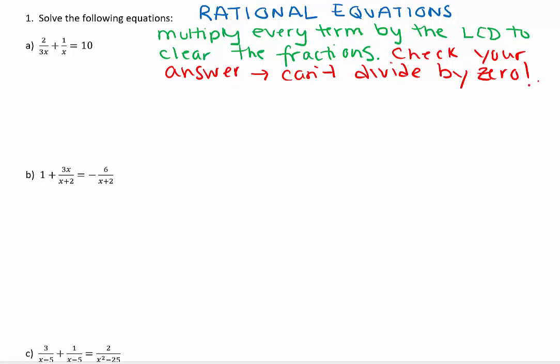In addition, we're going to have to check our answers, and we're really just going to have to check for one thing. We're not allowed to have zeros in the denominator, and that's because division by zero is undefined. So let's start with an example.